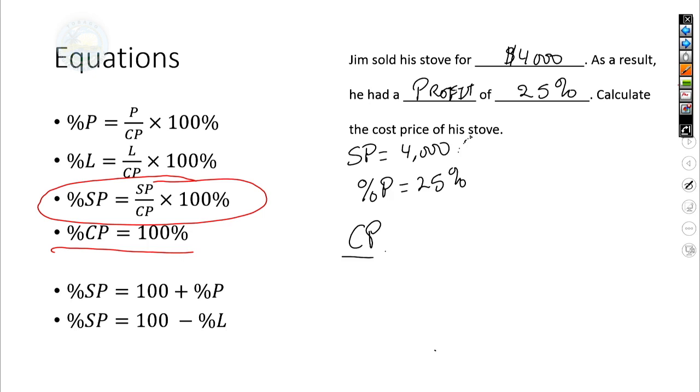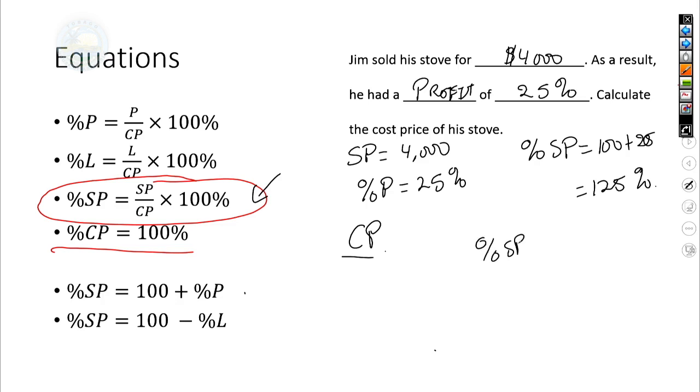So in order to work it out, we need to find the percentage selling price, which is easy to find. And why is that easy to find? Because we know the percentage selling price is 100 plus the percent profit. So it means that the percentage selling price is 125%. Yeah? So then, the cost price, we would get it using this formula.